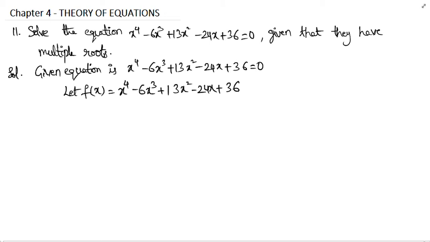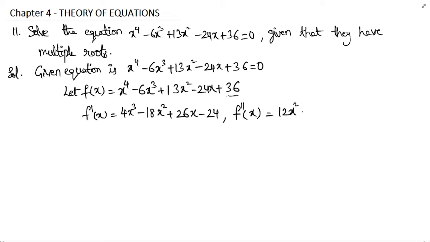Plus 36. So now f dash of x will be equal to 4x cube minus 18x square plus 26x minus 24. The constant becomes 0, so we will not consider it. Now f dash of x is this one. Now f double dash of x will be equal to 12x square minus 36x plus 26, and again the constant becomes 0.